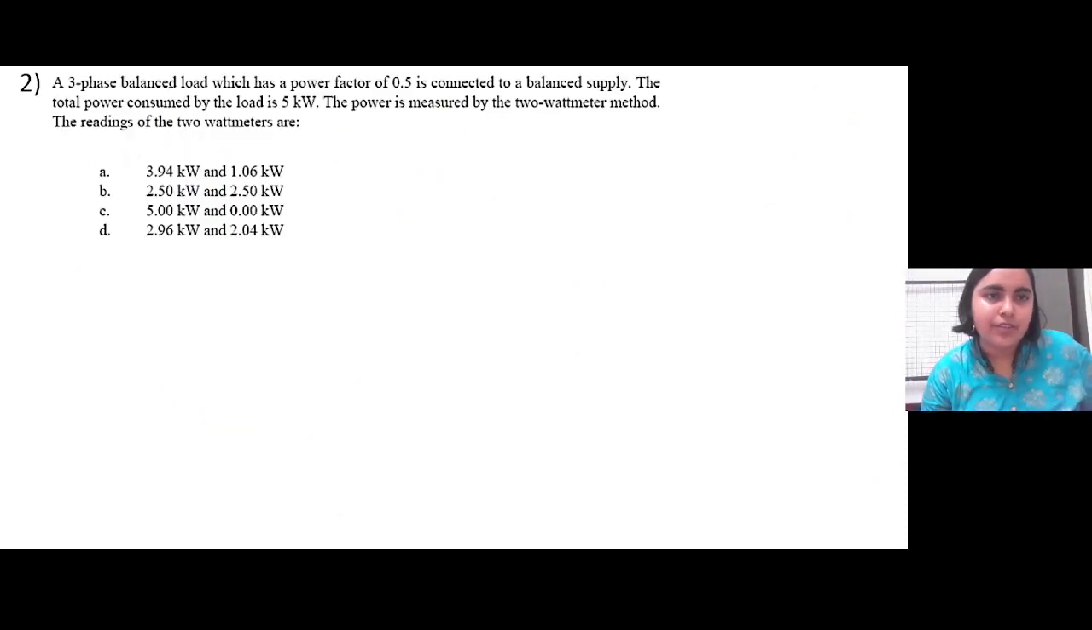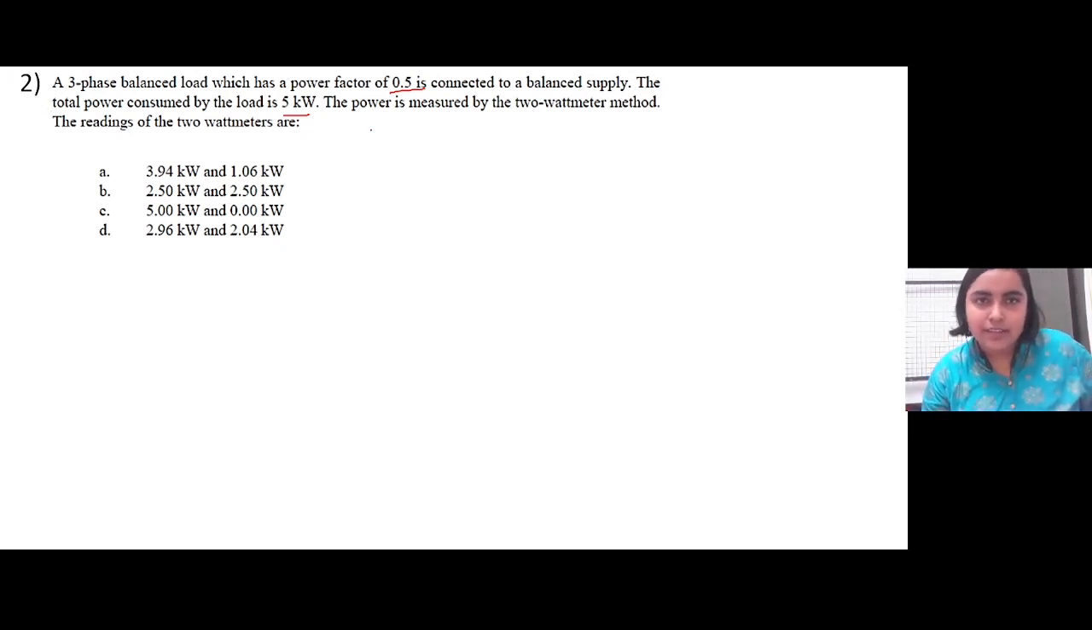Again, this is a three-phase balanced load, and the power factor is given. It is connected to a balanced supply. The total power consumed by the load is 5 kilowatt. The power is measured by the two wattmeter method, and we have to find out the readings of the two wattmeters.